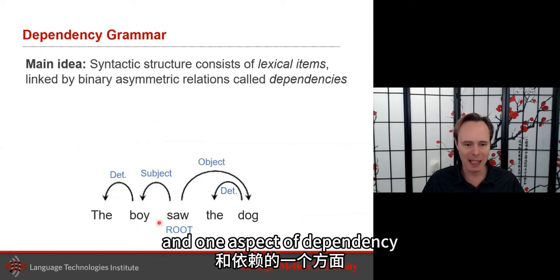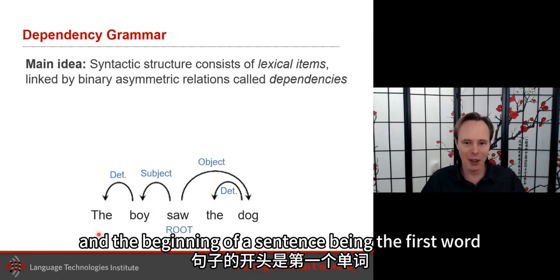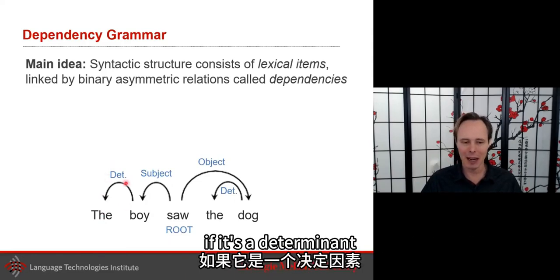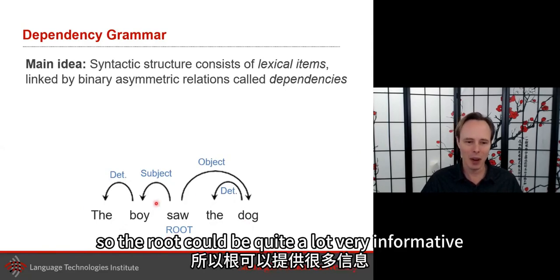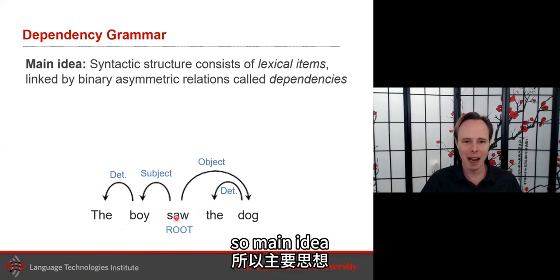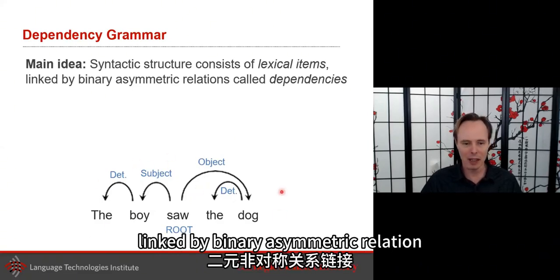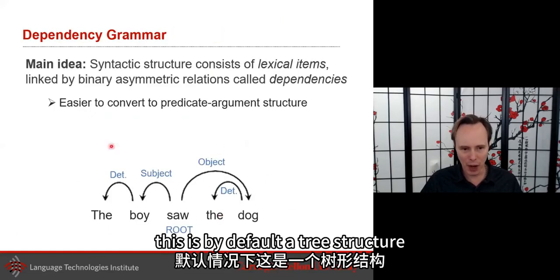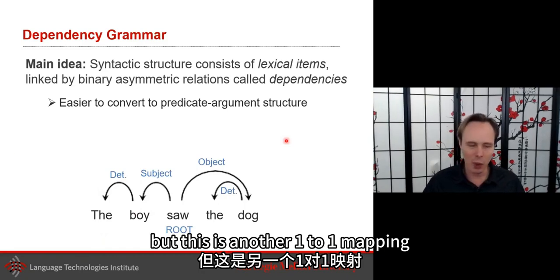One aspect of dependency that's interesting is the root, because we often think of the beginning of a sentence as being the first word, but often that first word is probably the least informative word. If it's a determiner, it may be one of the least informative of the whole sentence. So the root could be very informative. The main idea is that the syntactic structure consists of lexical items linked by binary asymmetric relations that we call dependencies. That's more general. This is by default a tree structure, but you could also look at it as a sequence modeling problem, but this is not a one-to-one mapping.